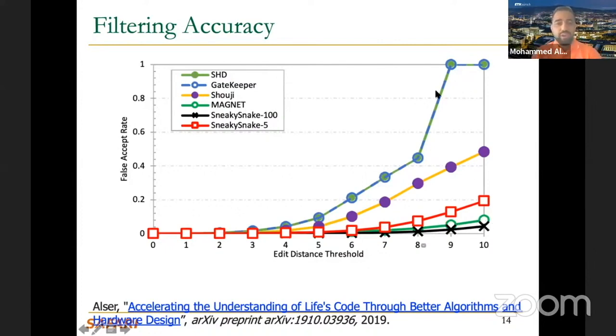The dark green over here is SHD, then Gatekeeper overlaps with that. You can see, for example, Gatekeeper at edit distance threshold 9 or 10, they don't reject anything. So they accept basically everything. So they have a false accept rate of 100%. And Shouji is somewhere in the middle. But they still all perform very well up to 5%, which is the typically used edit distance threshold. So we normally use somewhere around 5% of the sequence length.